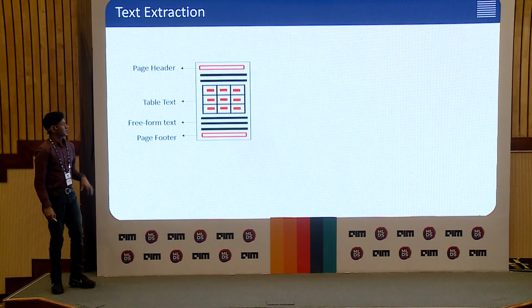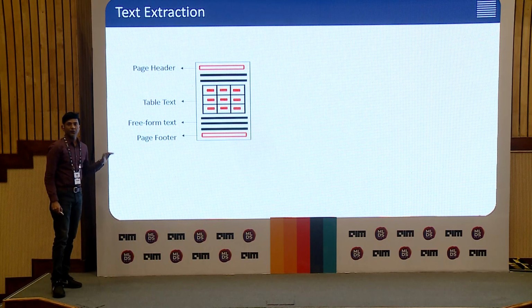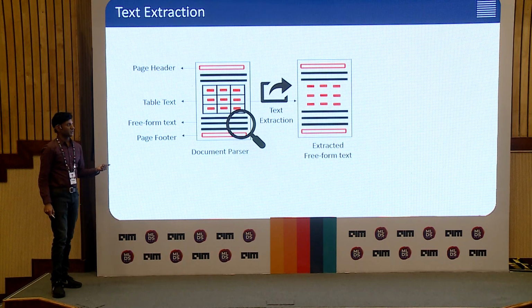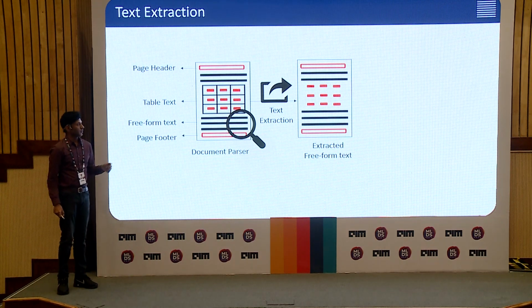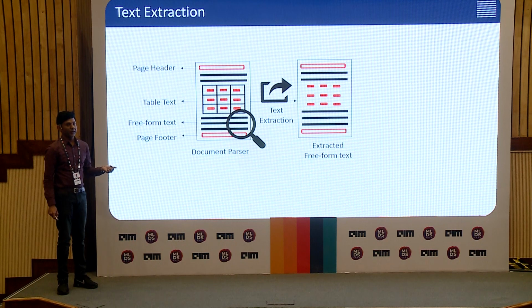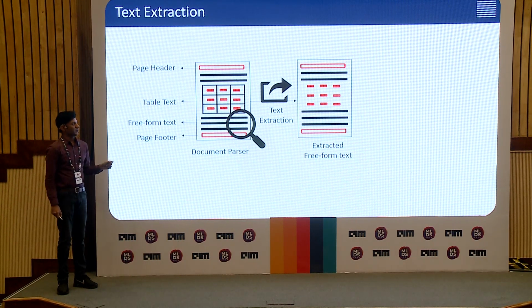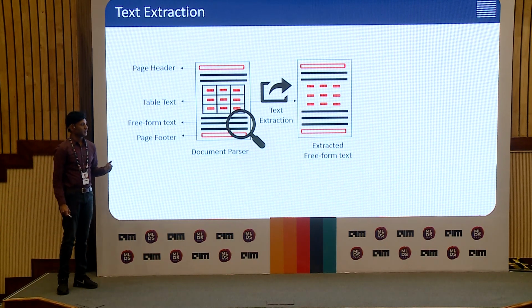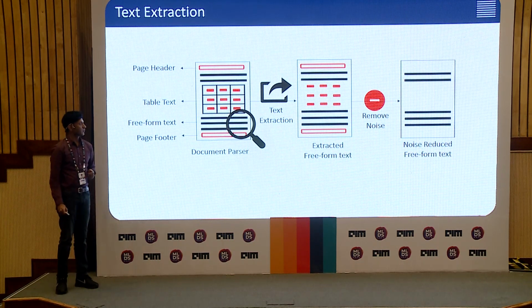Table extraction. If you see this particular document, it contains header, footer, free-form text, and table text. We are using document intelligence to extract the text from this document. The problem is that we are also getting noise. When we looked at it, we identified that free-form text contains the text from the tables. We detected the text from the tables and removed it. That's how we were able to improve the quality of the free-form text.